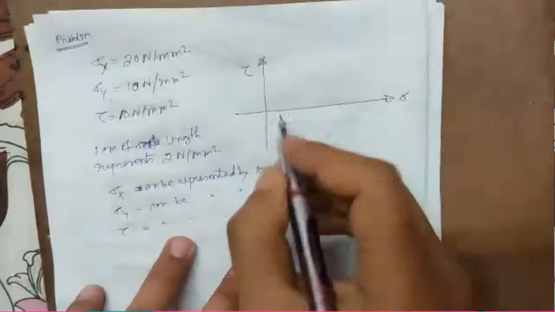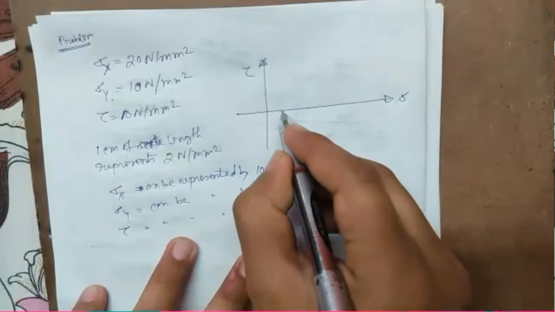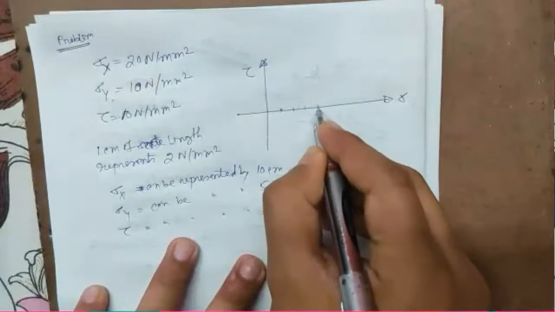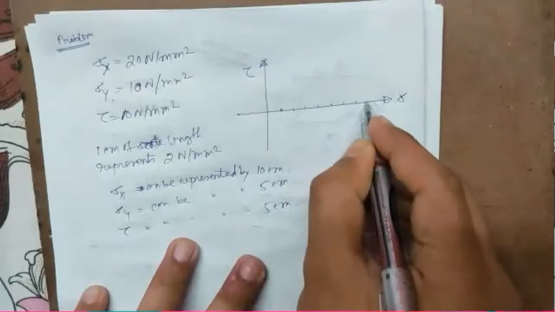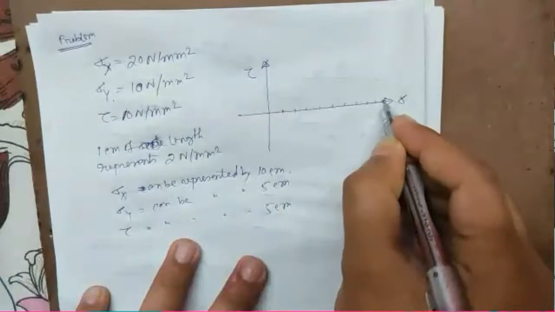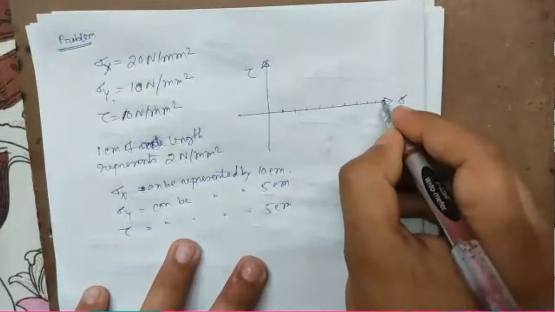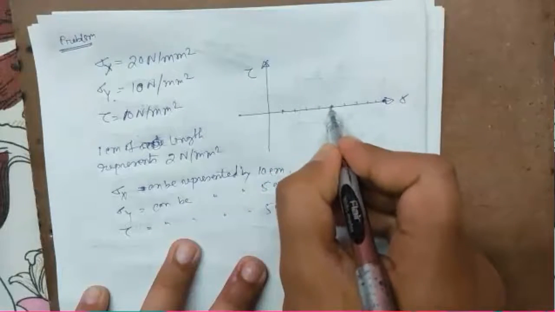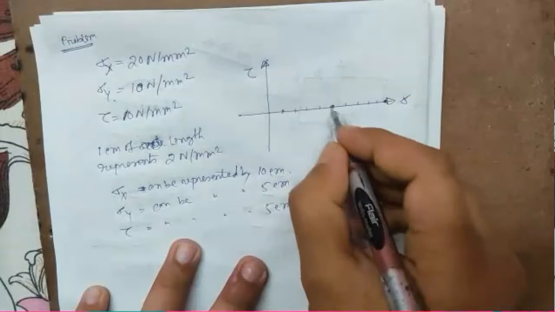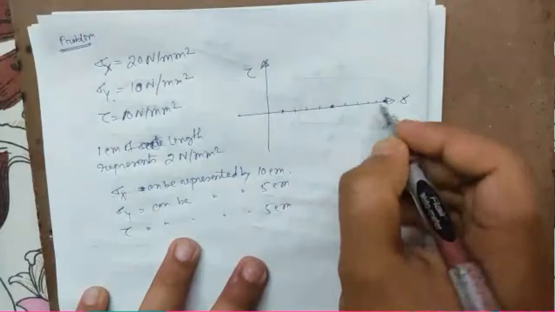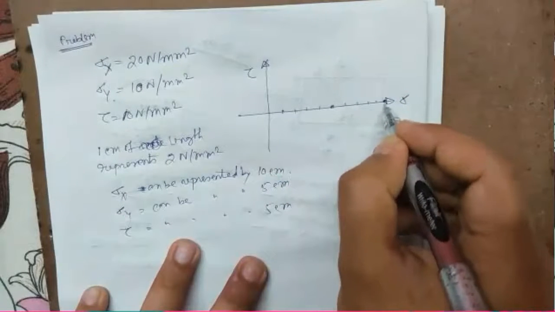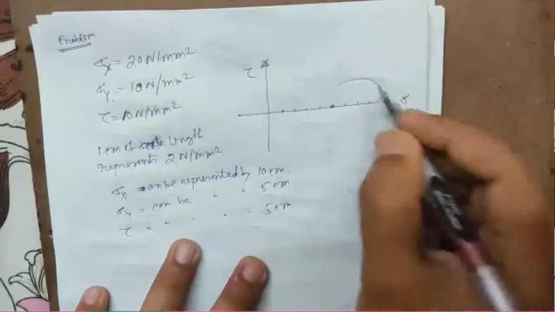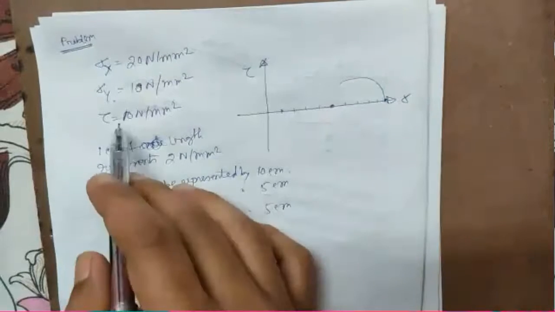So from here sigma x can be drawn like this. This is 1 2 3 4 5 6 7 8 9 10. So here will be sigma x, and 1 2 3 4 5 here will be say sigma y. So this is 10, this is 5. So now we will draw a circle. Sorry, we will not draw the circle yet because there is shear stress.